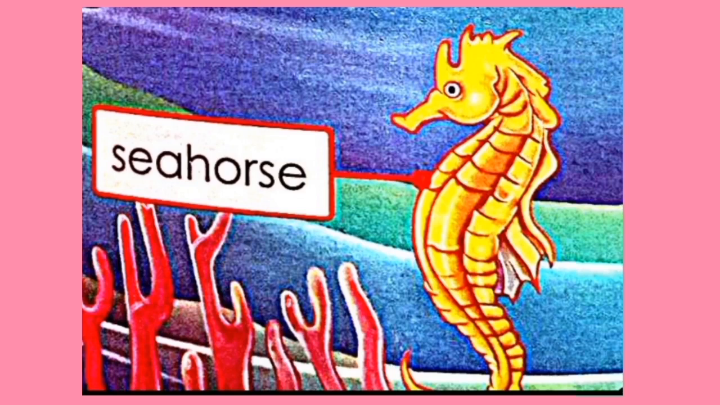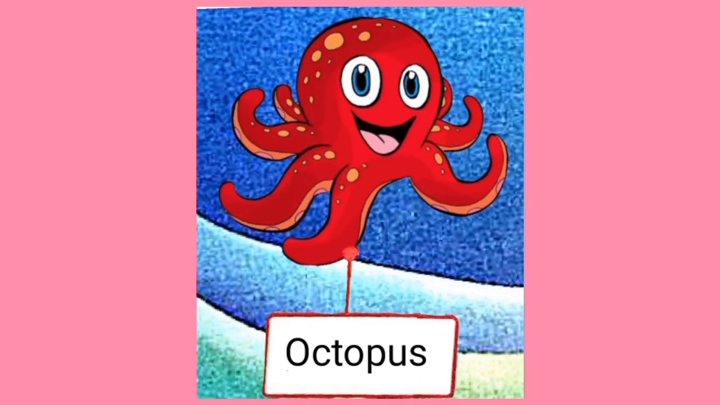This is a seahorse. It is a small water animal. This is an octopus. An octopus has 8 arms. This is a lobster. It has 10 legs. Let's do one worksheet related to it.